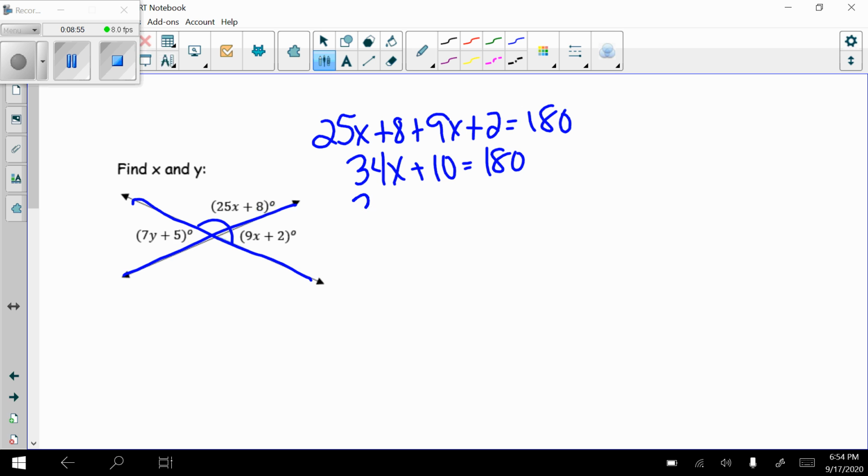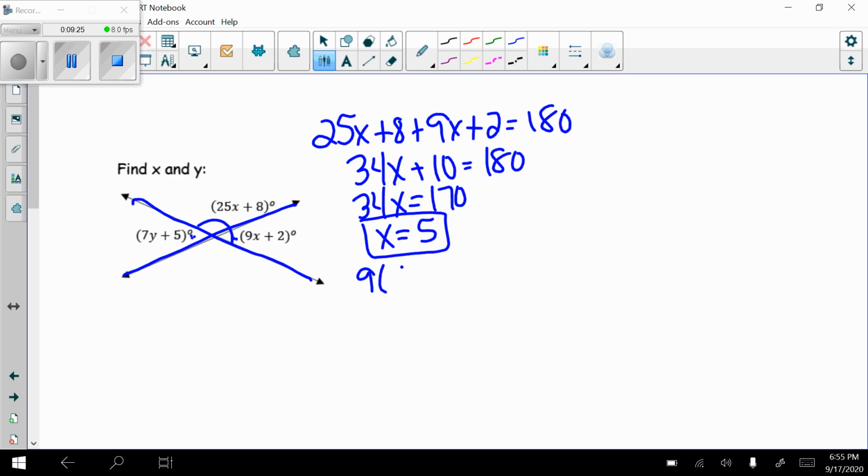Subtract 10 from both sides, so I get 34x equals 170. Divide by 34, x is equal to 5. No degree sign because I did not find an angle. Now I have options. Now I know that x is equal to 5. I know that these two are vertical angles. I know that vertical angles are congruent, so I can just plug 5 in for 9x plus 2.